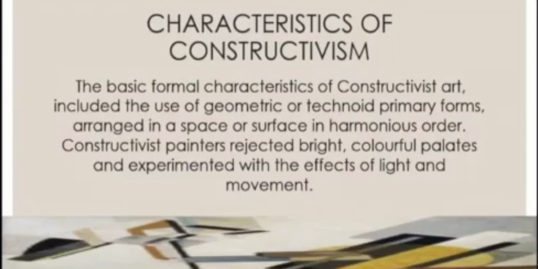Characteristics of constructivism. The basic formal characteristics of constructivist art included the use of geometric or technoid primary forms arranged in a space or surface in harmonious order. Constructivist painters rejected bright, colorful palettes, and experimented with the effects of light and movement.